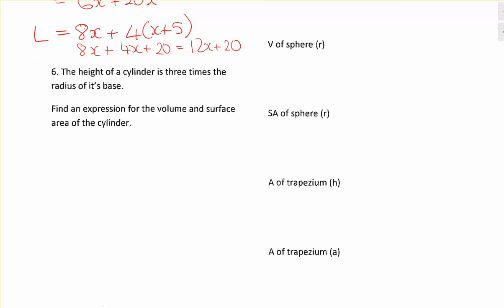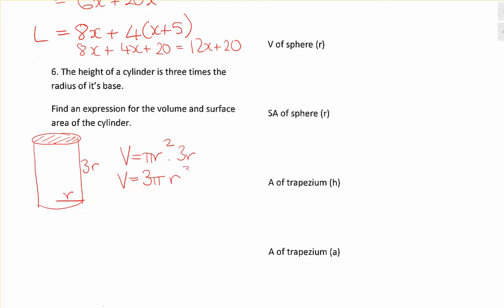Right, now you can pause and have a go at the next question. This one's about a cylinder. The height of a cylinder is 3 times the radius of its base, so if that's r, then the height must be 3r. Volume of a cylinder is the area of the bottom, pi r squared, times the height, which in this case is 3r. So if we tidy that up, we're going to get 3 pi r cubed.